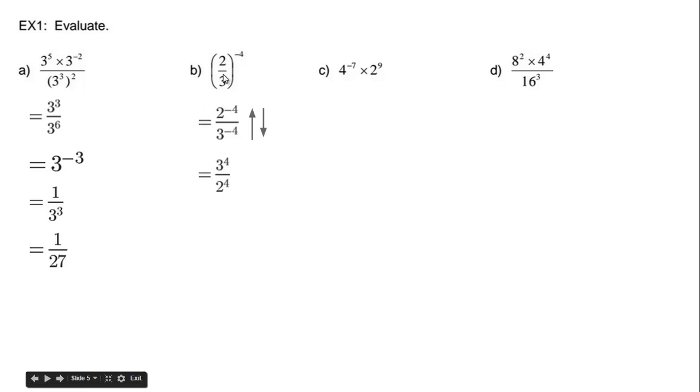You can flip this originally and write 3 over 2 and then bring the 4 in. And you can see how that would be the same thing. So 3 to the 4 is 81 and 2 to the 4 is 16.